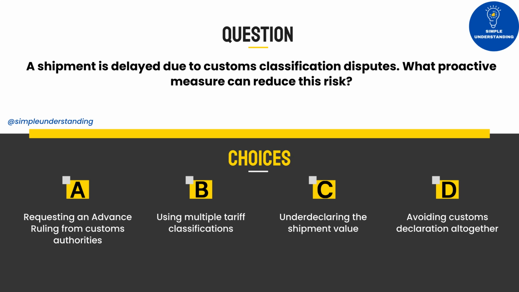9. A shipment is delayed due to customs classification disputes. What proactive measure can reduce this risk? A. Requesting an advance ruling from customs authorities. B. Using multiple tariff classifications.